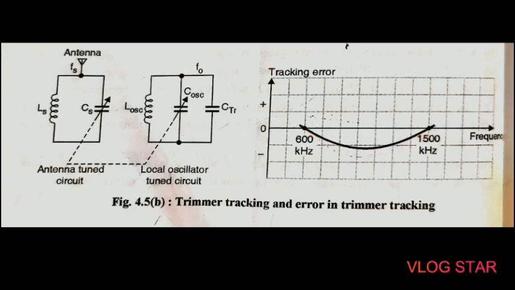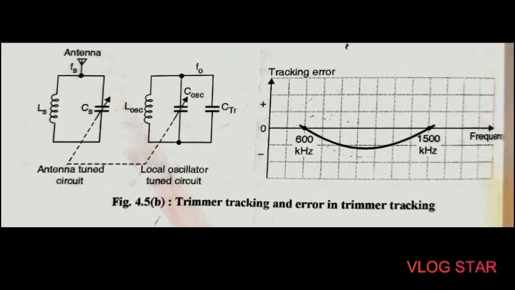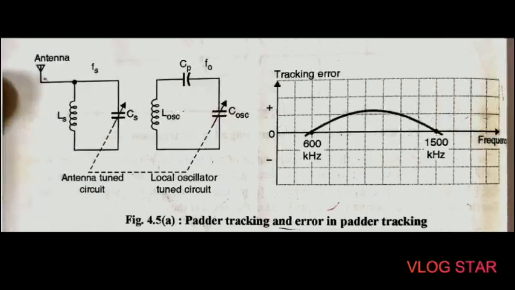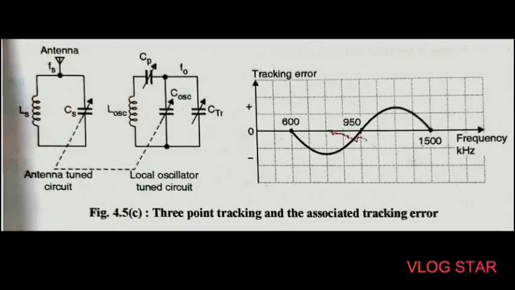Okay, so if we see here, in pattern tracking the tracking error is positive, and in trimmer tracking the error is negative. Then in pattern tracking we have to connect that CP in series with the COSC, and in the second case, for trimmer tracking, the CTR, that is trimmer capacitor, will be connected parallel to that COSC. Okay, so next type of tracking is 3-point tracking.